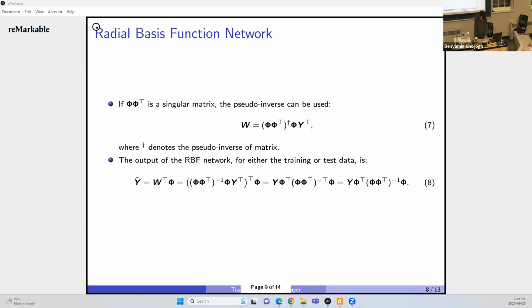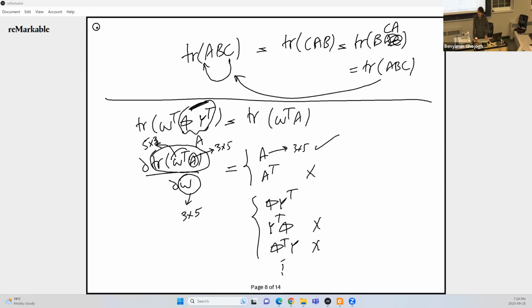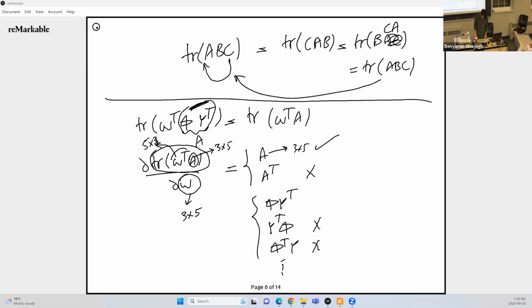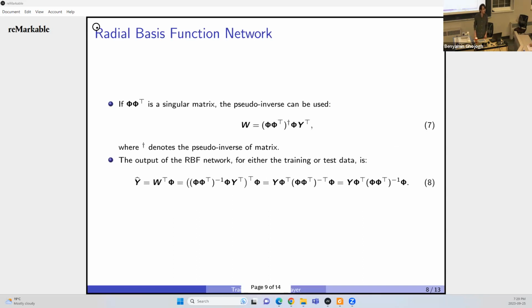Now, there is a problem. Whenever you see the inverse of some matrix, you should be scared. What if it becomes singular? What if I can't take the inverse of that, right? What if phi transpose phi is singular? What do I mean by singular? It means that at least one of its eigenvalues is 0. So it's not full rank, right? So you can't invert it. Then you can use the pseudo inverse.